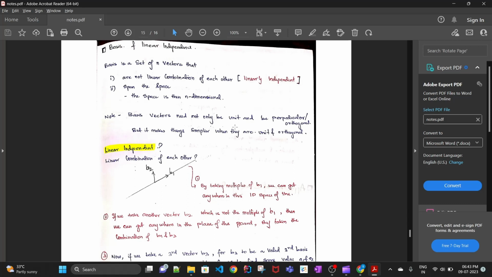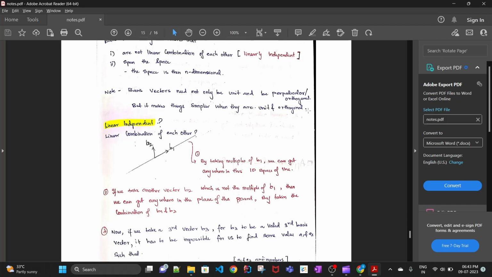So now let us look at what linear independence is. For example, we have a vector b1. By taking multiples of b1, we can get anywhere in the 1D space. In the same way, if we have another vector b2, with the help of b1 and b2, in a particular plane, we can reach any point in 2D space.